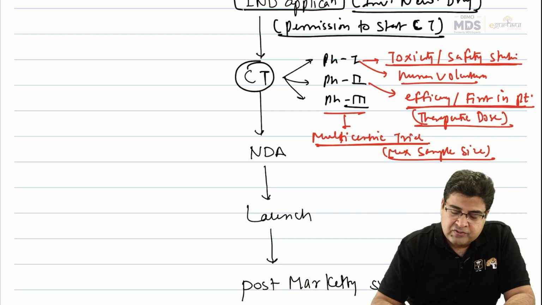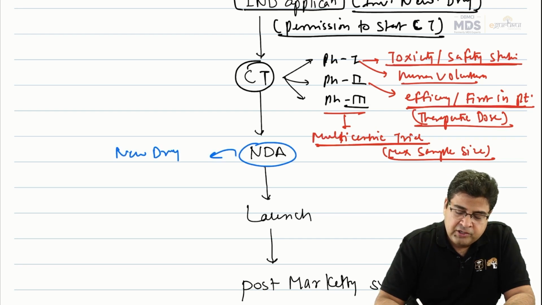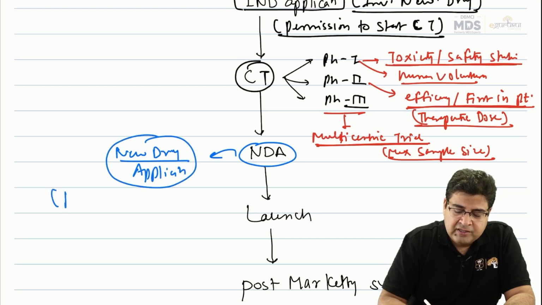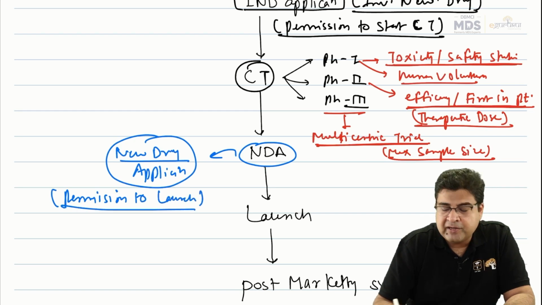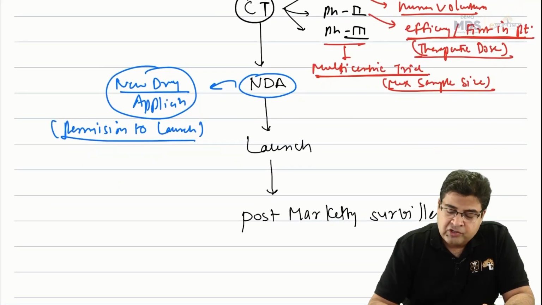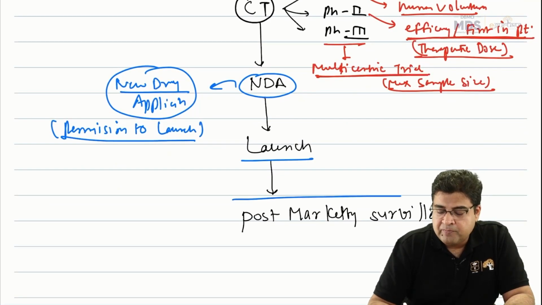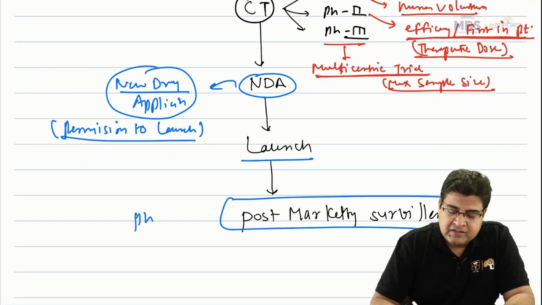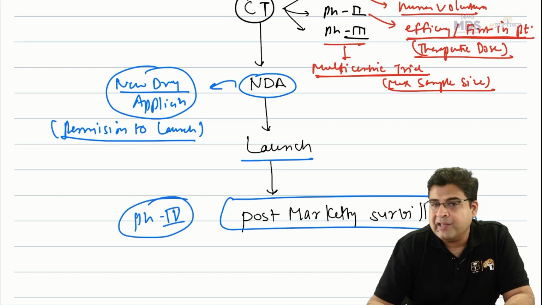Now after the success of phase 3, the company will write one more application to the government, which we call the new drug application. In this application, the company seeks permission to launch the drug in the market, and once the company gets permission, the drug is launched. After the drug is launched, the company will start post-marketing surveillance, also known as phase 4 clinical trial.